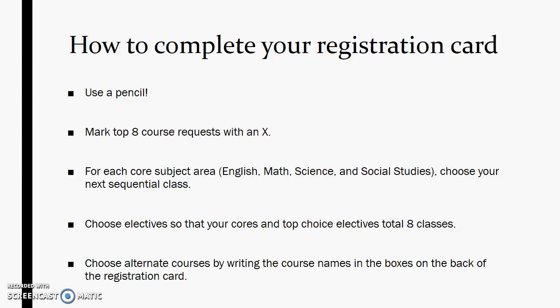And then, after you've chosen your top 8 course requests, you'll need to make sure to choose some alternate courses by writing the course names in the boxes on the back of your registration card. You'll see that you need to write in A-Day, B-Day alternates and 4x4 alternates on the back of your registration card.